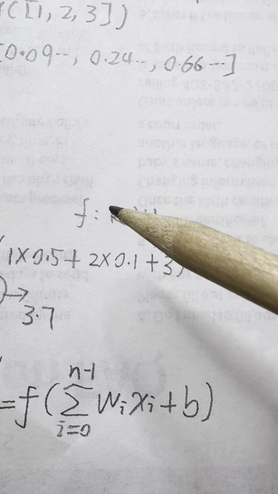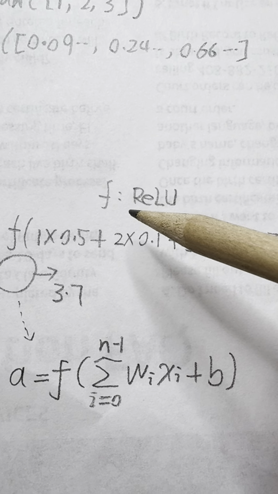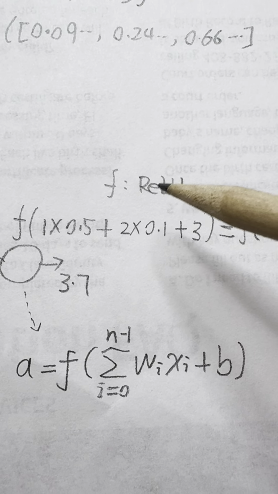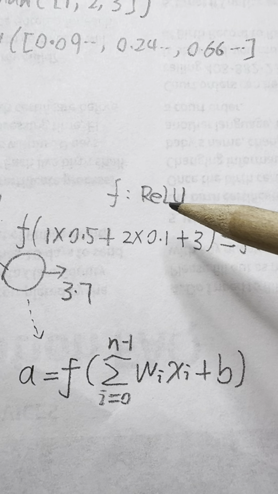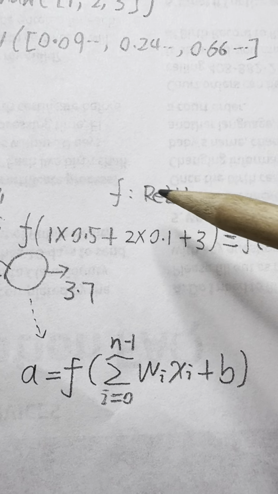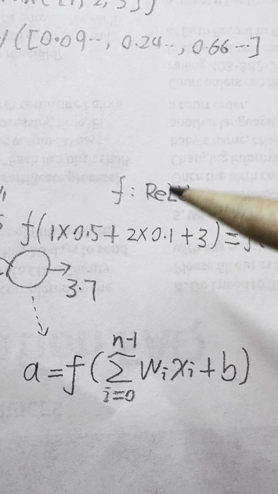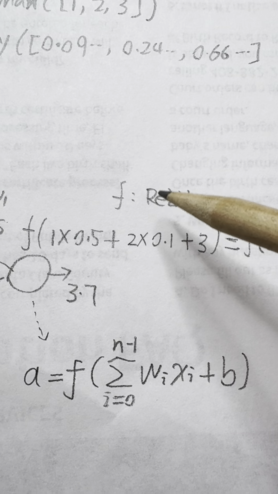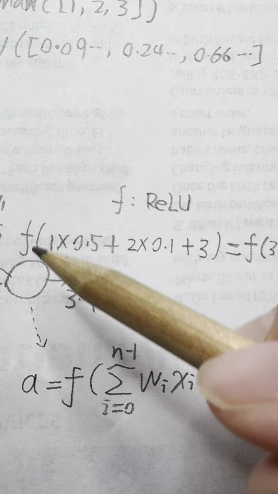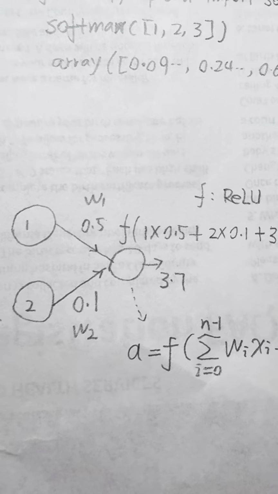One typical activation function is called ReLU. In my other video, I'll talk about this ReLU, but basically it keeps the number that's larger than zero. And if the value is smaller than zero, then we output a zero.